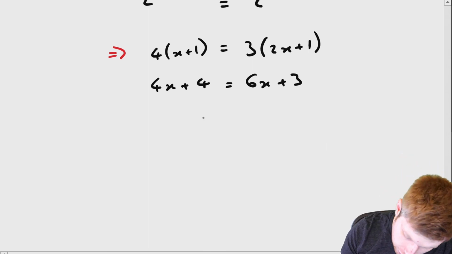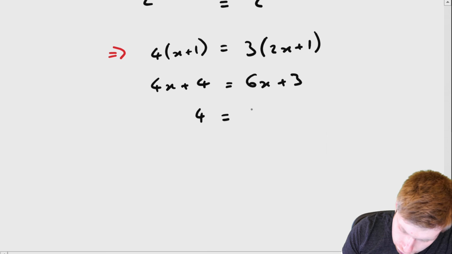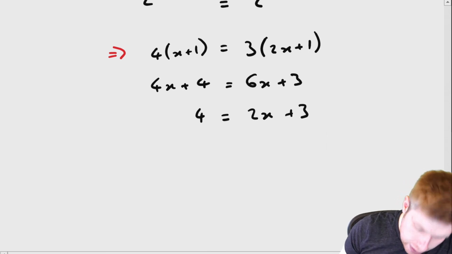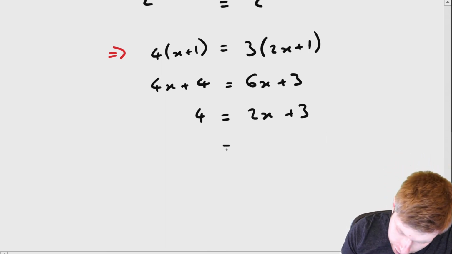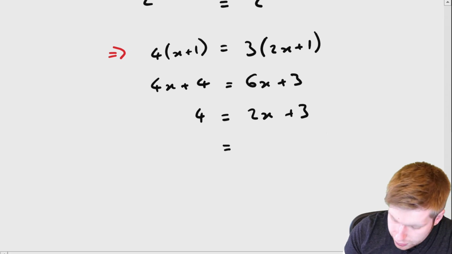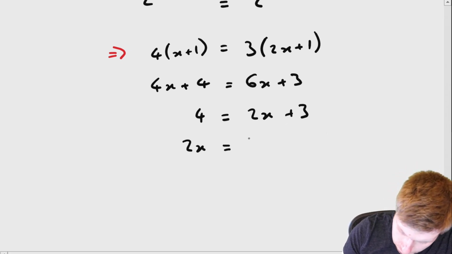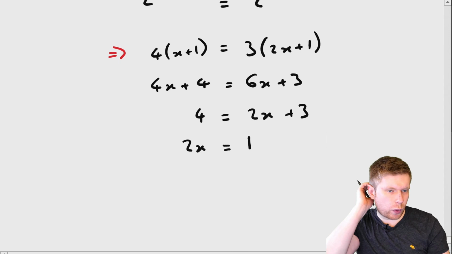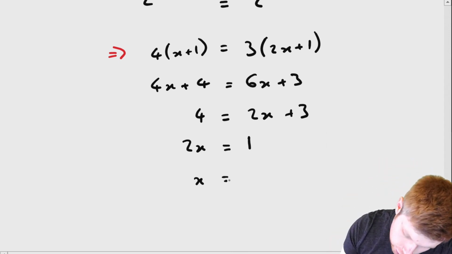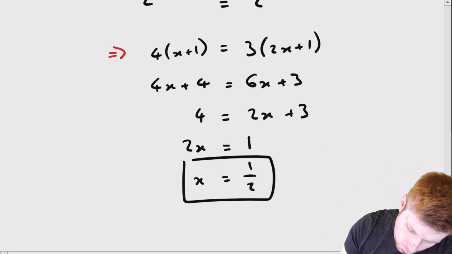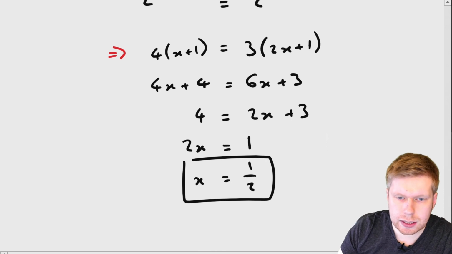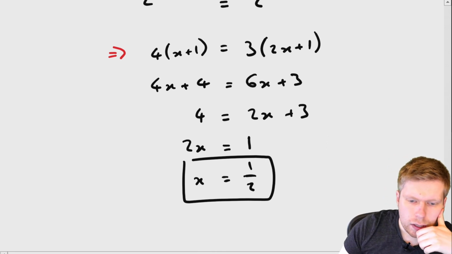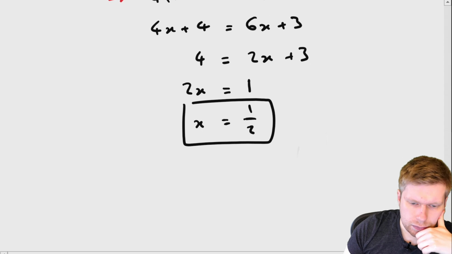Let's take away 4x from both sides. So on the left-hand side I get 4, right-hand side I get 2x plus 3. Let's take away 3 from both sides. So on the left-hand side, well, I'll get 2x, and then on 4 take away 3, which is 1. So I've just swapped those two sides over as well. Then I'm just going to divide by 2, so I get x equals 1/2. Okay, I get x equals 1/2. Does that make sense to everyone? Does that make sense? Okay.